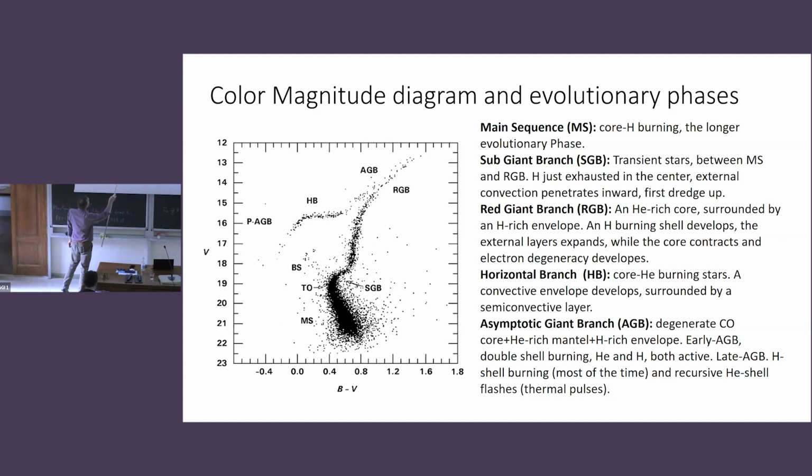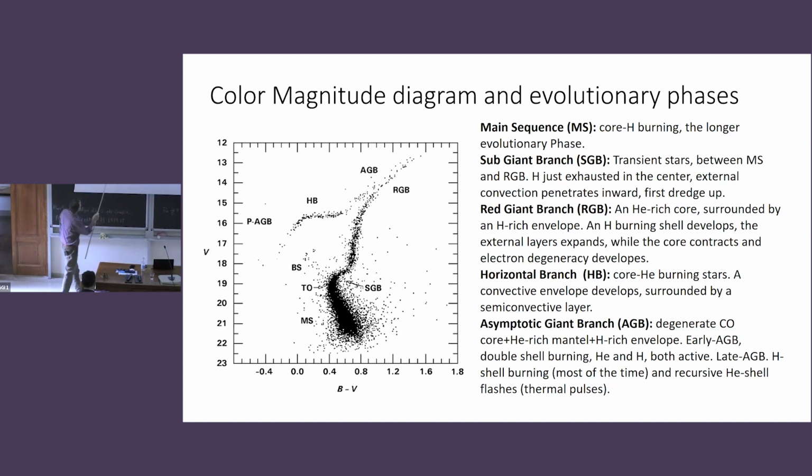And when we reach the tip of the RGB here, we have density in the center of the order of 1 million grams per cubic centimeter, and the temperature around 100 million Kelvin. And these stars are characterized by having a degenerate helium-rich core surrounded by a convective envelope made of hydrogen. And at the base of the hydrogen-rich envelope, there is an active hydrogen burning shell. Okay. So in the core of these stars, neutrinos are produced by plasmon decay, and possibly axions may be produced by Bremsstrahlung process.